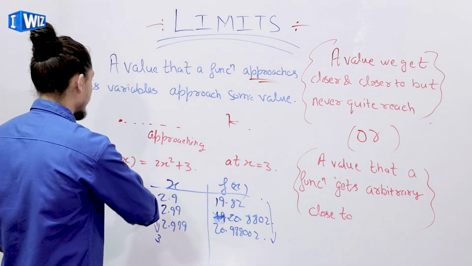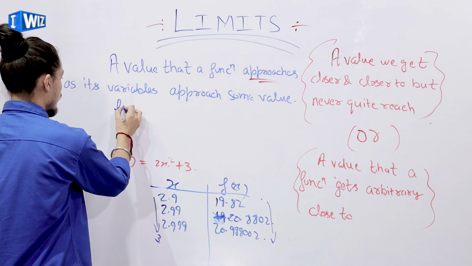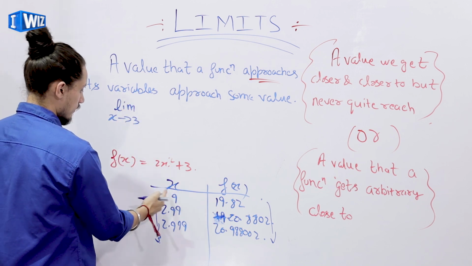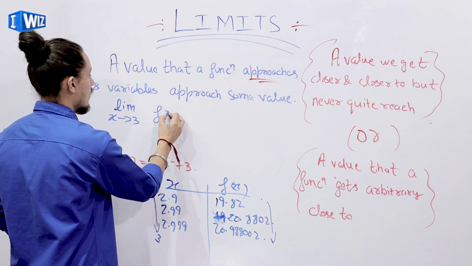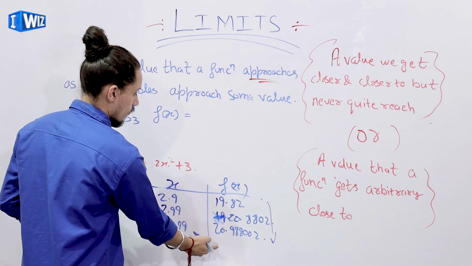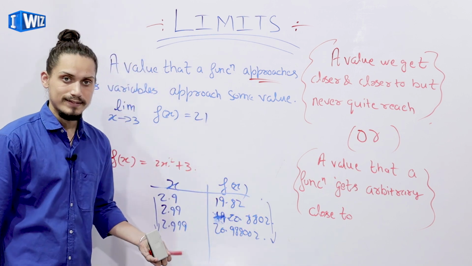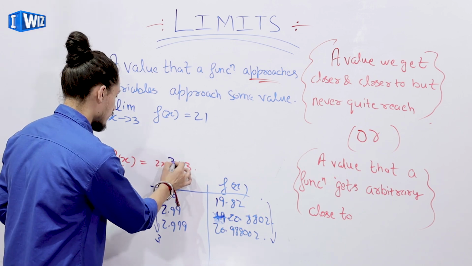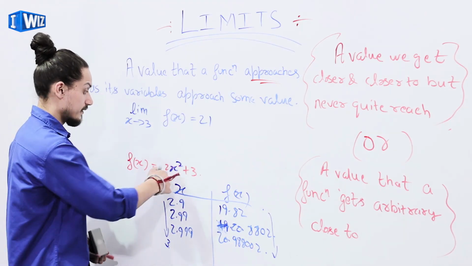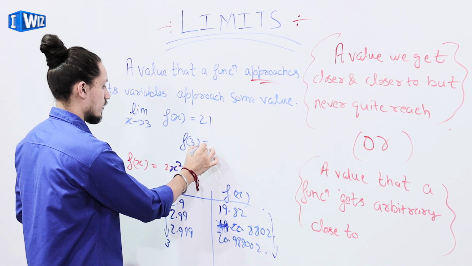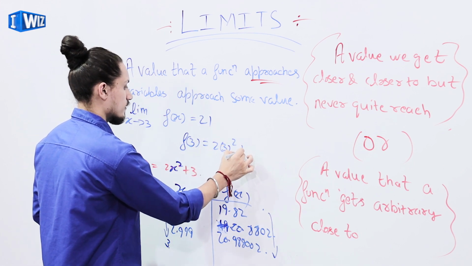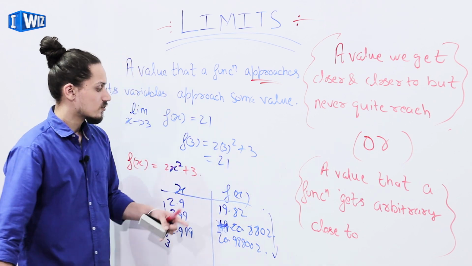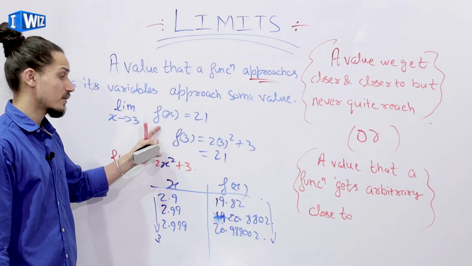So I can write it mathematically as the limit as x is approaching 3, the value of this function is approaching 21. That is how we use limits. But if we can put the value of 3 directly, we'll get the same result in this case. So f of 3 will become 2 into 3 square plus 3, which gives us 9 into 2, 18 plus 3, 21. So if I can get the value directly, why would I use limit?